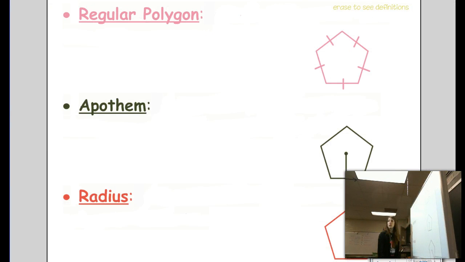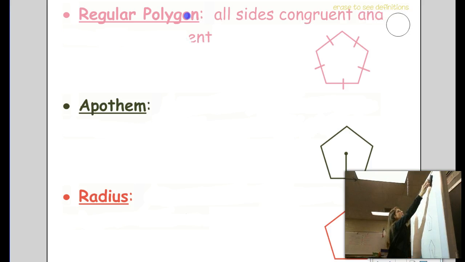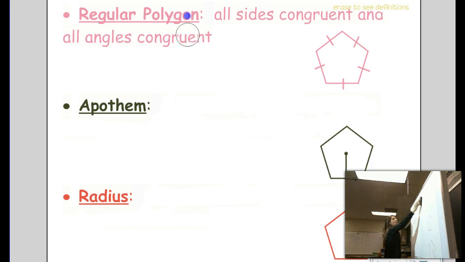There are polygons out there, and then there are regular polygons out there. What has to be true for a polygon to be regular, Austin? Look at the picture for a hint. So a polygon has more than two sides, but what makes it a regular polygon? It's a regular polygon if all sides are congruent and all angles are congruent. Write it down.